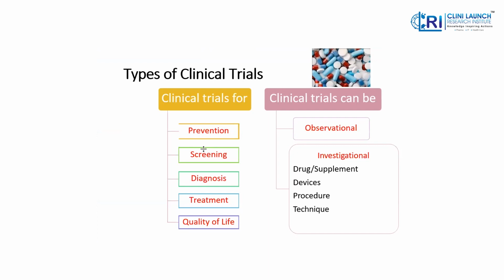Then the next one is treatment. In treatment trials, they test new treatments or new ways of using existing treatments. Sometimes we already have a treatment for a particular disease, but now we want to identify new ways of treatment. Like we increase the dose, sometimes we reduce the dose, or we change the frequency. Initially the patient was taking the dose one time a day, but now the patient is going to take that dose two times a day.